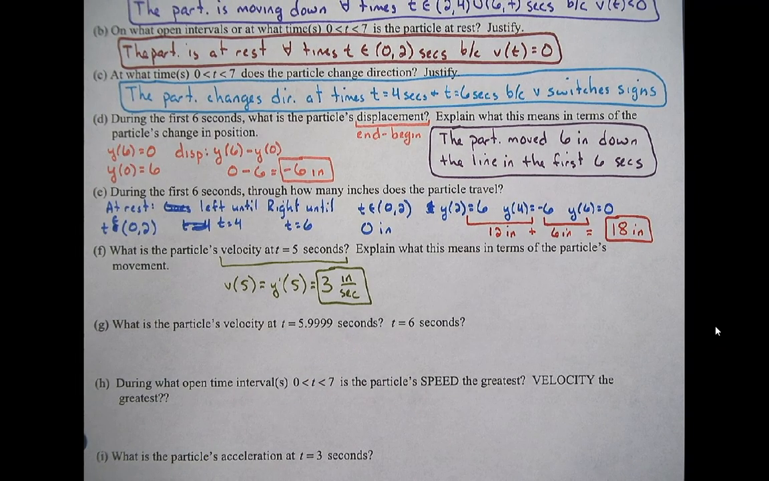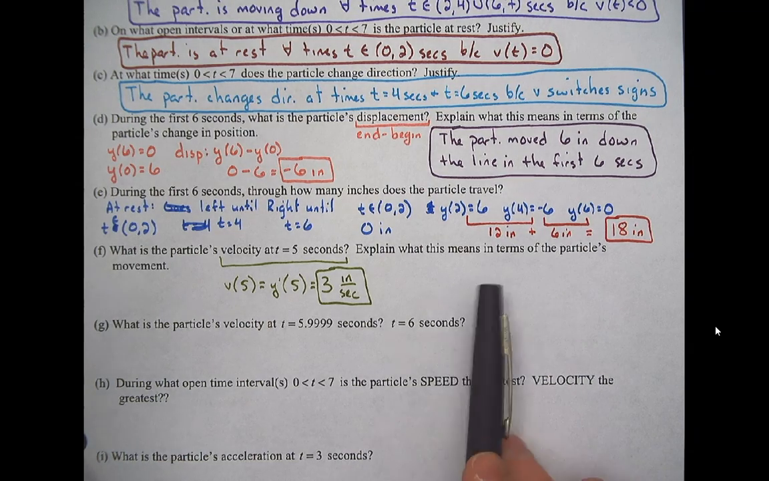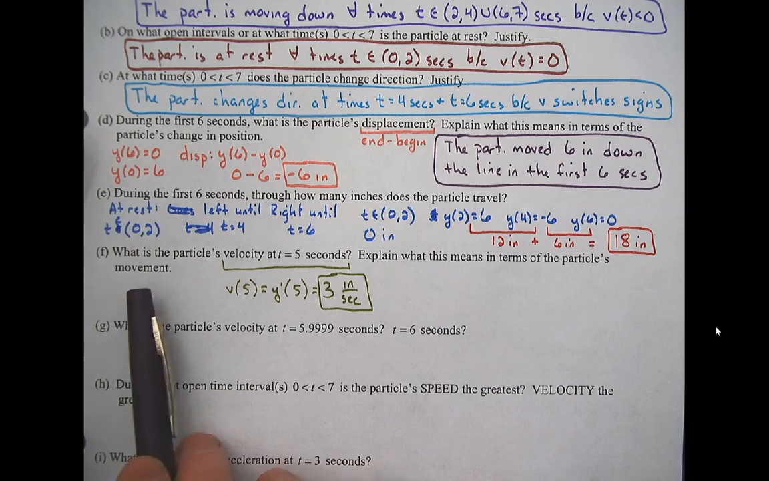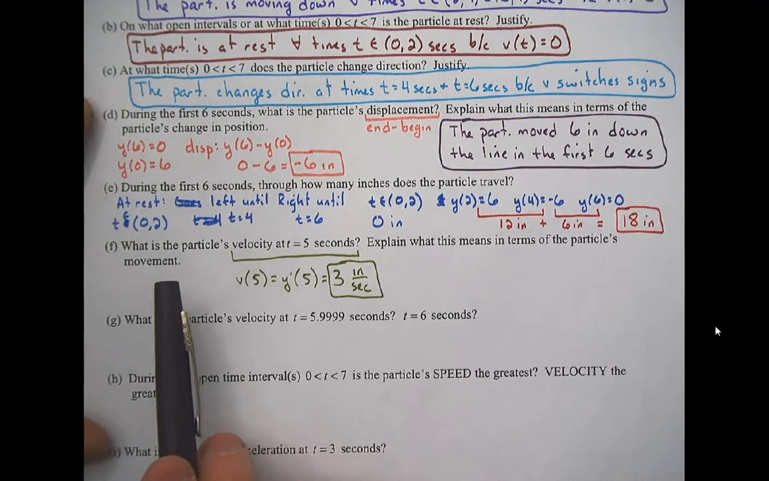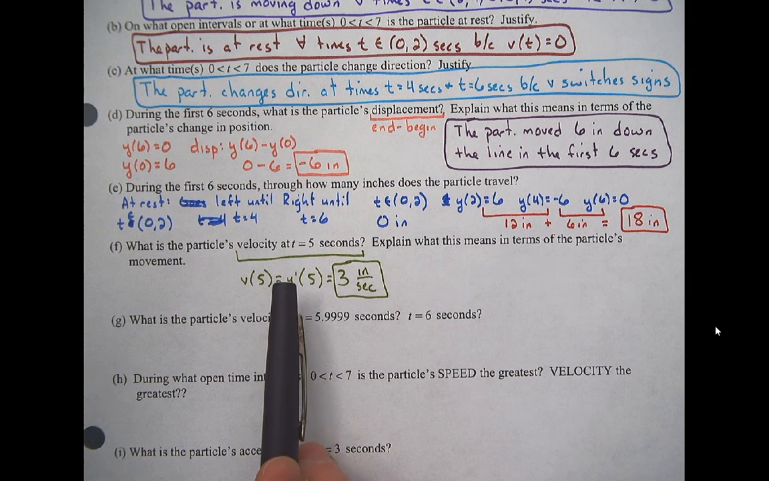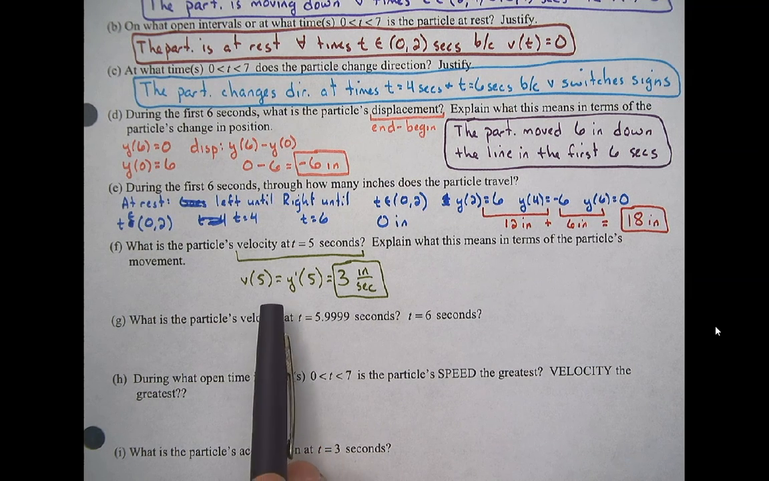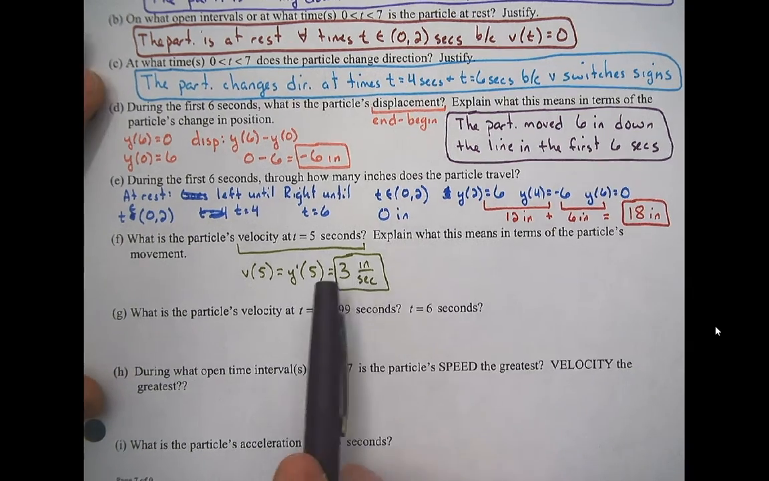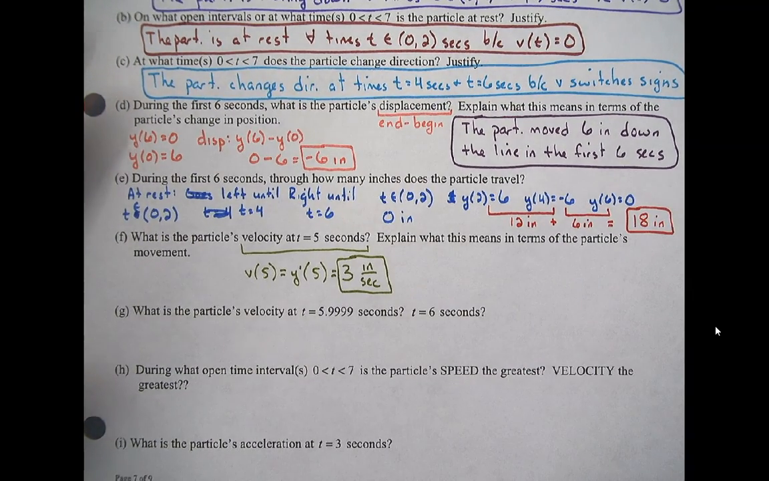Now, the second part of the question is explain what this means in terms of the particle's movement. What does that mean our particle is doing? So remember, particle movement is talking about which direction it's going. And we know that positive velocity means my particle is moving to the right. Negative velocity means it's moving to the left. Oh, sorry, not in this case. This is up, down, my bad. Positive velocity would be up, negative velocity would be down.